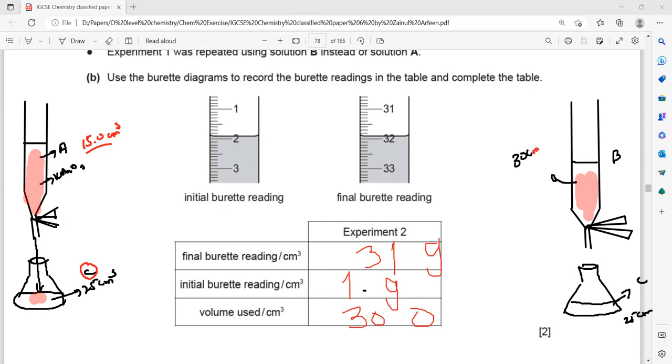for a complete reaction. Can you identify which solution, A or B, is more concentrated? Is it A or B? Solution A. Because for the same volume of 25 cm cube of C, I need only 15 cm cube of A. But for a complete reaction, I need 30 cm cube of B. So it means solution A, as I need a small quantity, has more particles in a unit space. That's why A has a higher concentration than B.